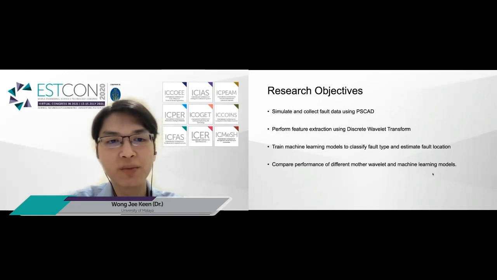Feature extraction is the process of obtaining information from raw data so that you can use it to train your machine learning models. The feature extraction we'll be using is the discrete wavelet transform. Okay, so once we have the information from the feature extraction, it will be used to train machine learning models so that they can classify the fault type.